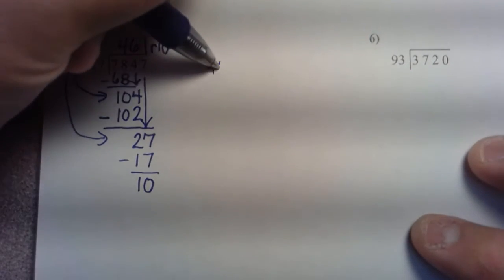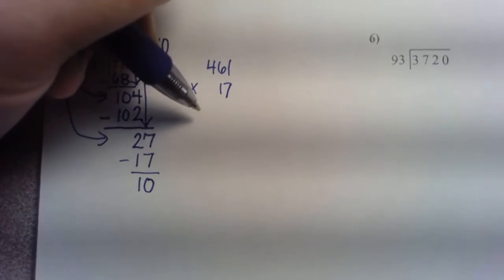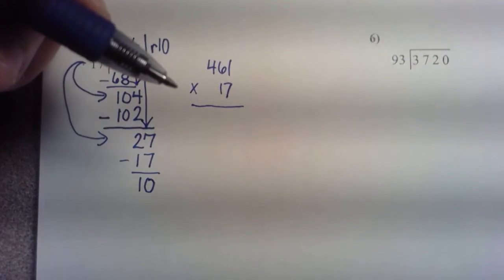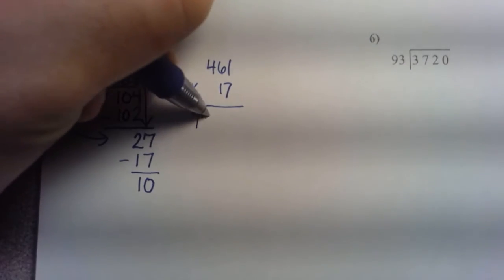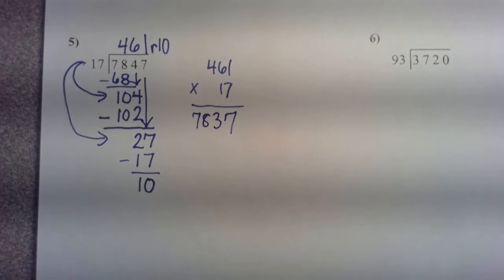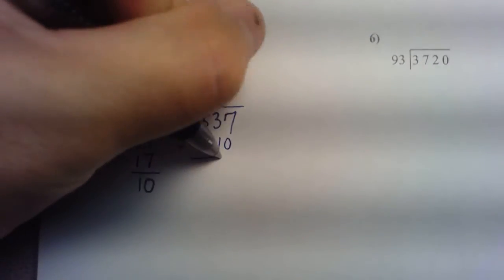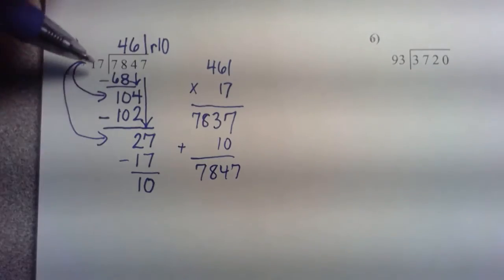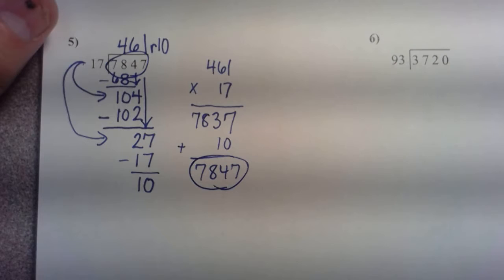Now we check it. 461, the big number, times the divisor. So we say 461 times 17 equals 7837. And then what do we do with the remainder? Add it. So that's going to give us 7847 now. And that checks. Can't see that, but it does check.